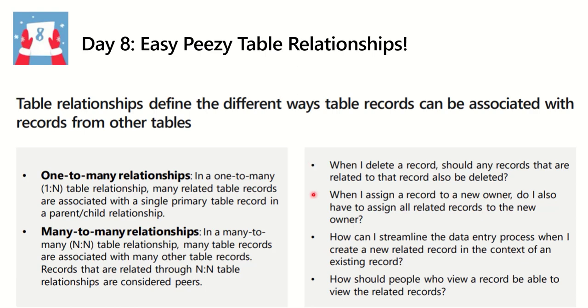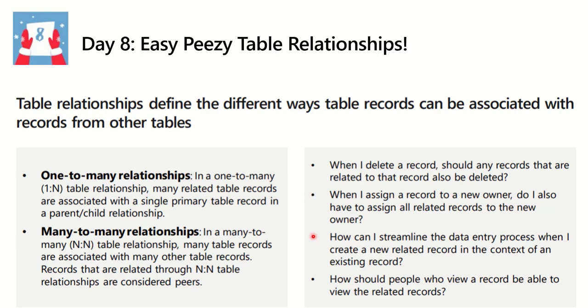Then the second thing is, when I assign a record to a new owner, because remember with tables, records have owners, do I also have to assign all related records to the new owner? So do I have to go into all those related tables and highlight all those records and assign them separately in addition to assigning the parent record to the new owner?